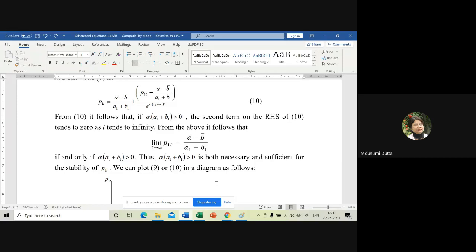So please tell me whether you are understanding all this logic up to this. Any question? Yes? Ma'am, alpha into A1 plus B1 is greater than 0.